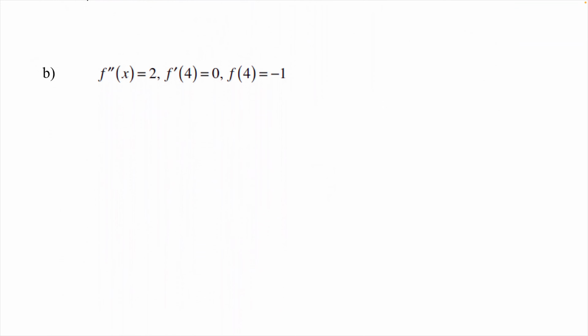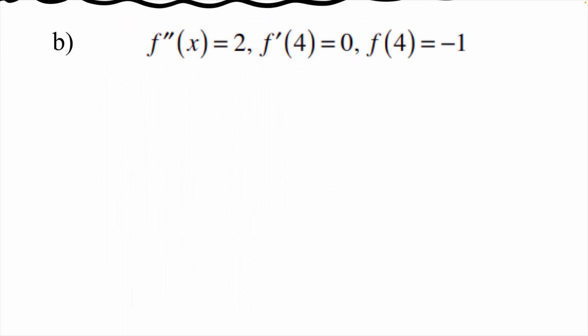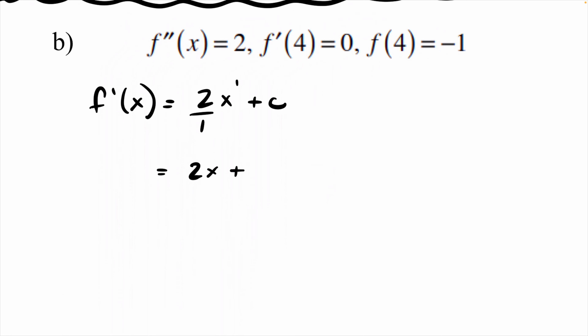Okay, so now B. Now they've given us the second derivative. The second derivative is 2. So the first thing I have to do is find the first derivative. Well, use the power rule. Oops, not divided by 2, divided by 1. So it's really just 2x plus c.